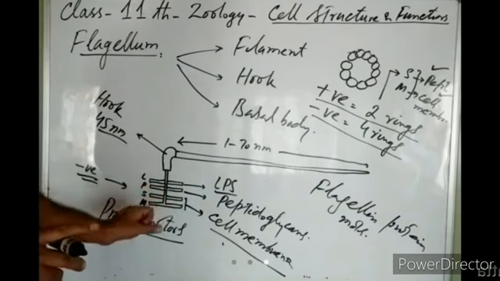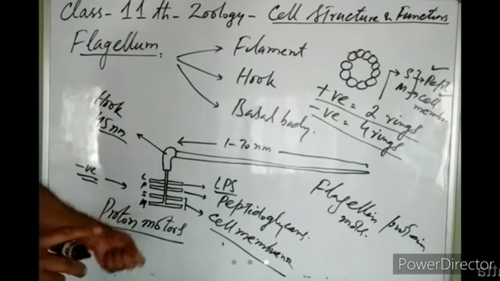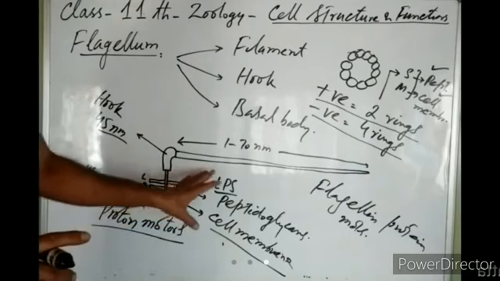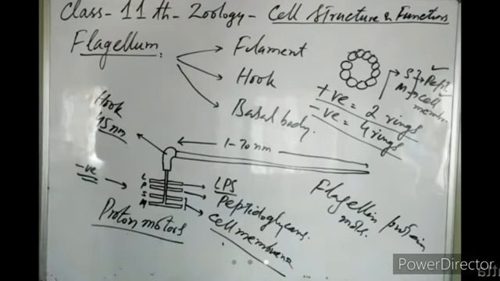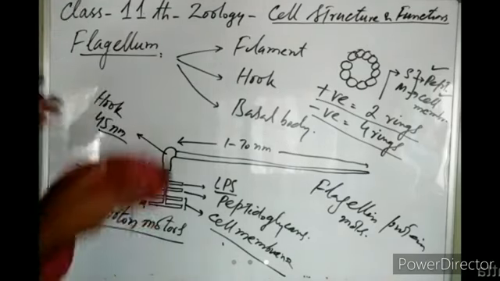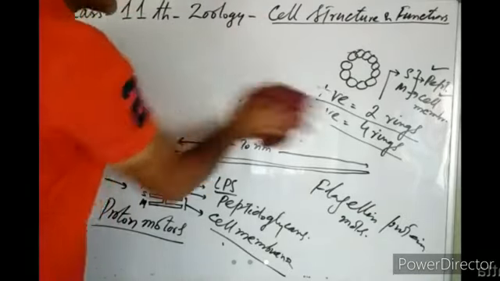The rings contained in the basal body have proton motors in them, and proton flow makes the energy available for the movement of the flagellum, right? So this is the structure of the flagellum of a prokaryotic cell. Clear? After this, we will look at some other structures.